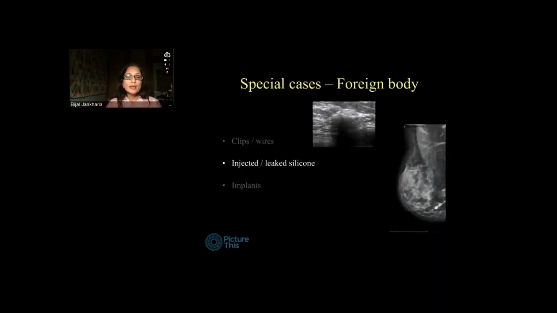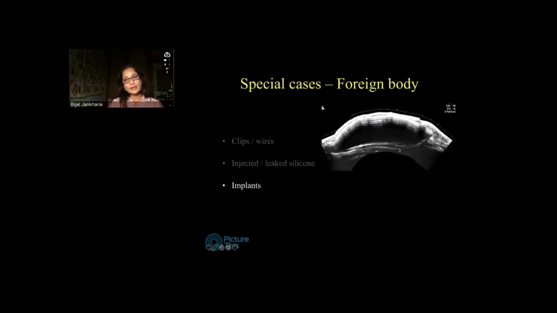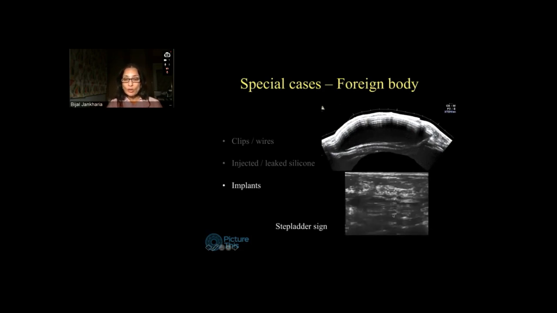In foreign bodies, we can talk about clips or wires, all these are special cases, but here we get the snowstorm sign of a silicone granuloma. This patient had explantation done, and this is what it appears like on ultrasound. Implants also come as special cases. It's nice to do the panoramic or the extended field of view to look at it. And this is a collapsed implant where the entire shell is floating inside, and this is called the stepladder sign on ultrasound, linguine sign on MRI.